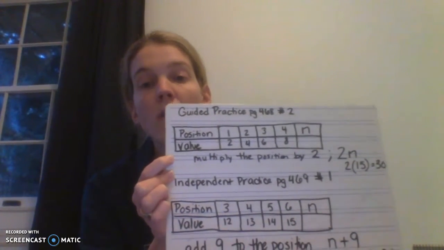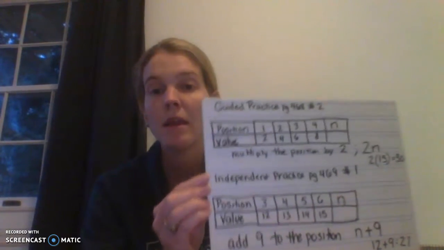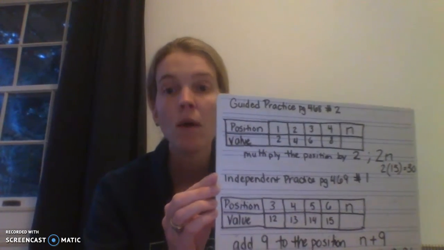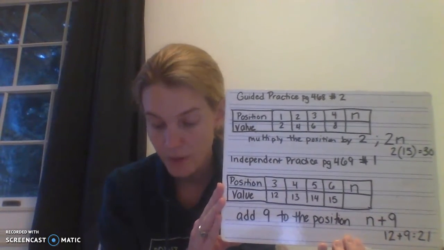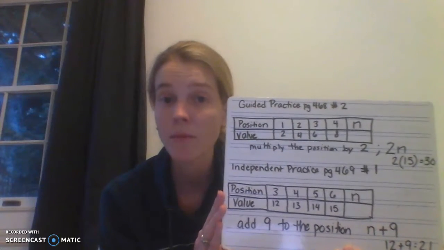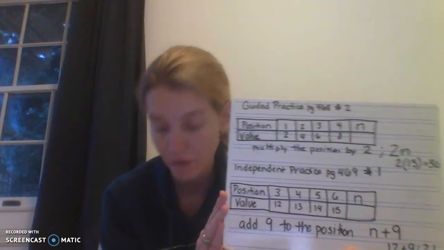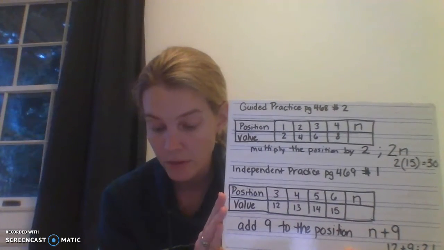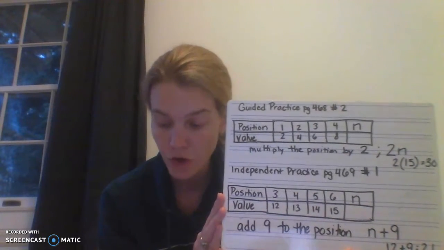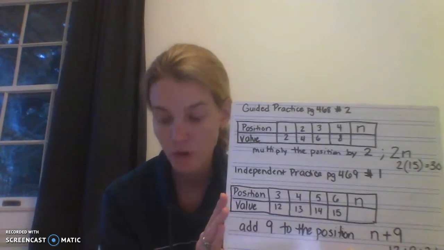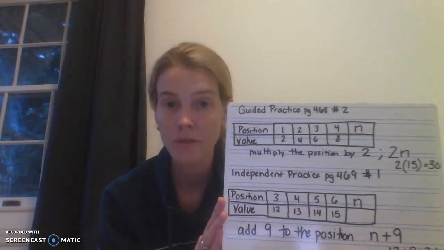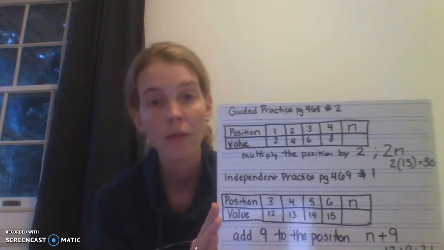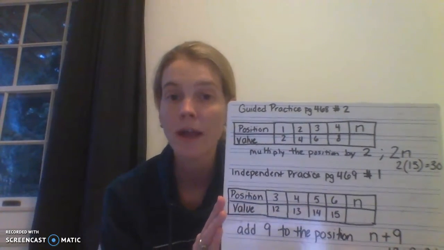Okay? If you now look on independent practice, page 469, at number 1, I'll help you out with that one as well. So again, we're on page 469, number 1. It says in the directions, again, very important to read or else you would miss half of the question. Use words and symbols to describe the value of each term as a function of its position. Then find the value of the 12th term in the sequence. So this time they're asking for the 12th. So that's why it's so important to read the directions.